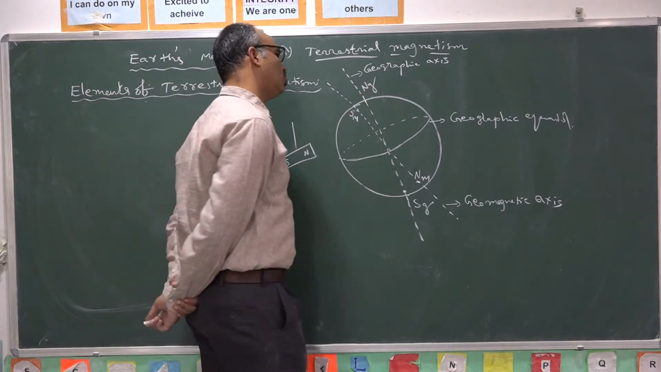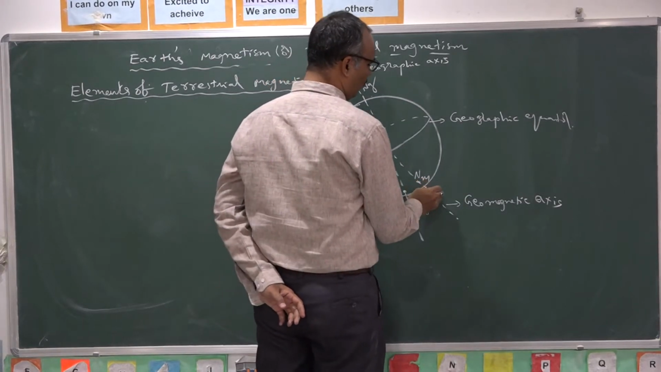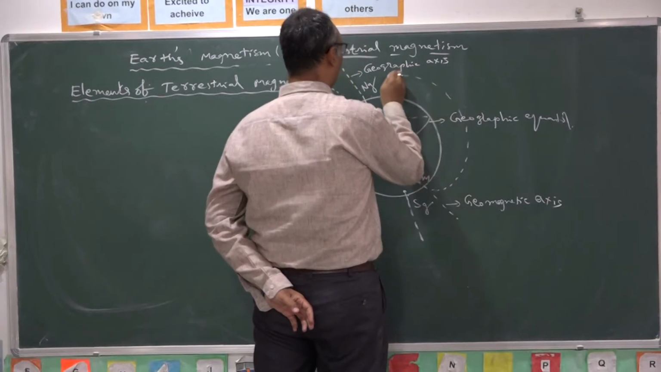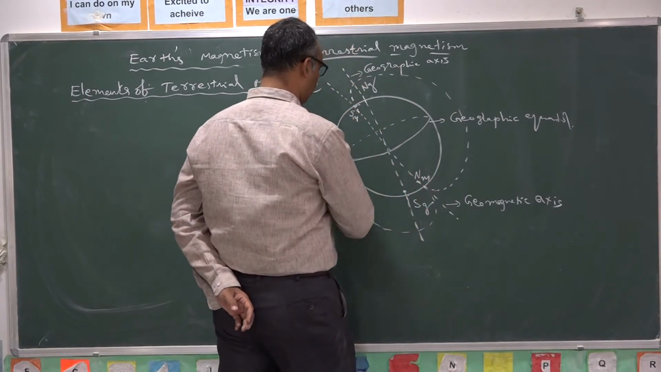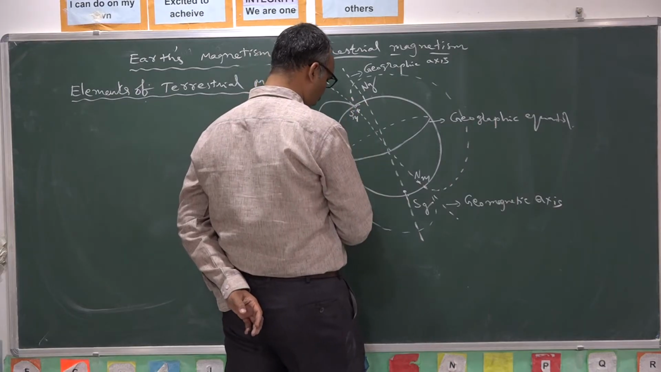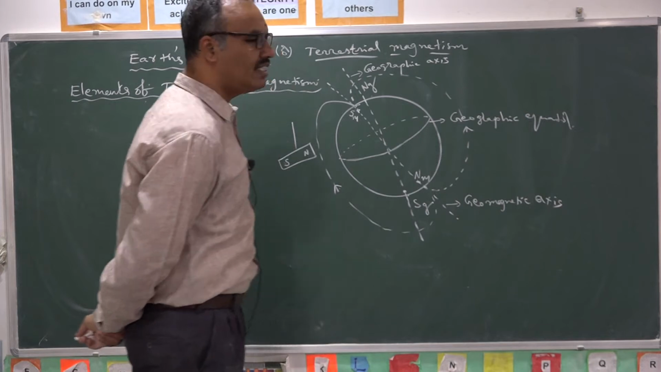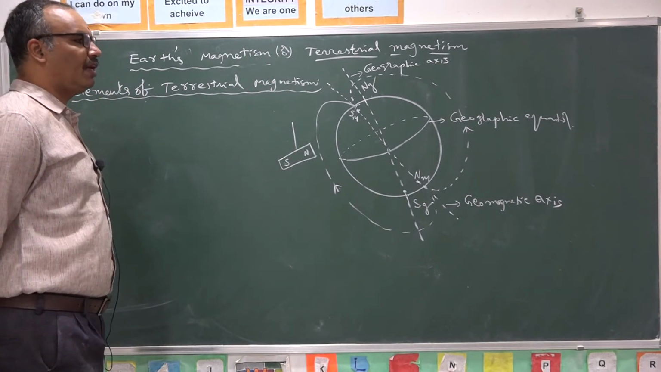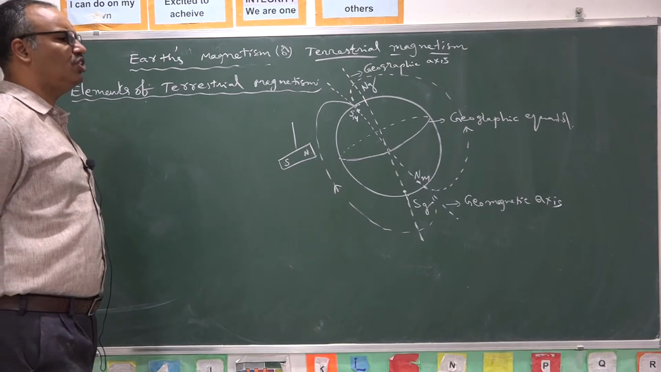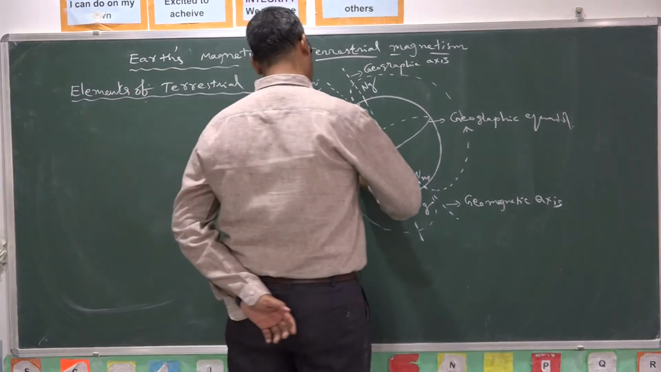Always the lines of force will go from north pole to south pole. So, lines of force will move from geomagnetic north to geomagnetic south, like this. In this way, the lines of force are going north to south. And if you consider a circle on the surface of Earth, which is perpendicular to the geomagnetic axis, like this.